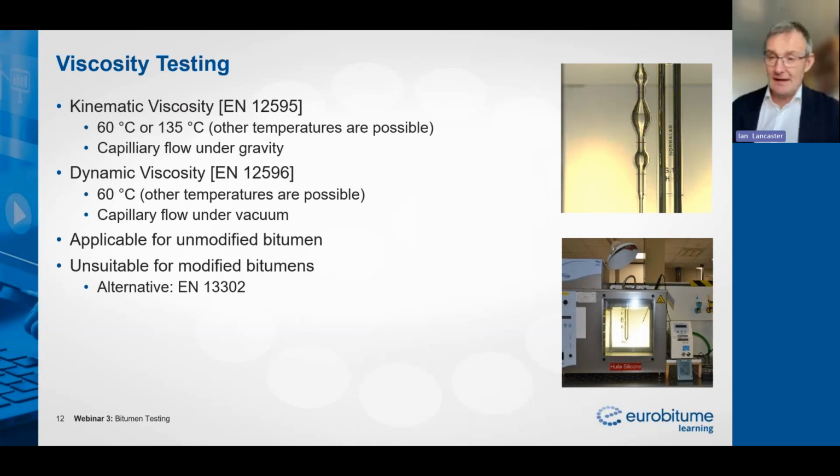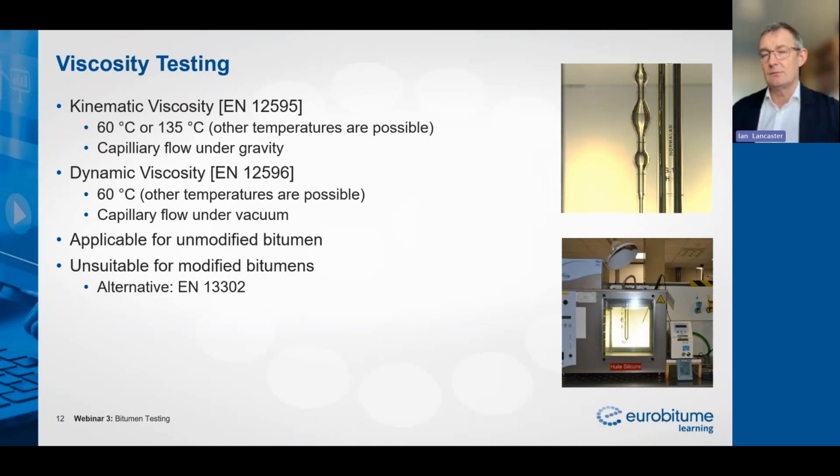With our kinematic viscosity, which tends to be measured at 135, or can be measured at 160, but it's more common to measure it at 135, we measure that capillary flow under the action of gravity. We allow the bitumen to effectively free fall through the capillary and measure the rate of progress it makes between those 2 timing marks. With dynamic viscosity, because it's carried out at 60 degrees, bitumen tends to be much, much more viscous. And so we have to induce the bitumen to flow. And we do that by attaching it to a vacuum. And that vacuum encourages the bitumen to flow through those 2 timing marks.